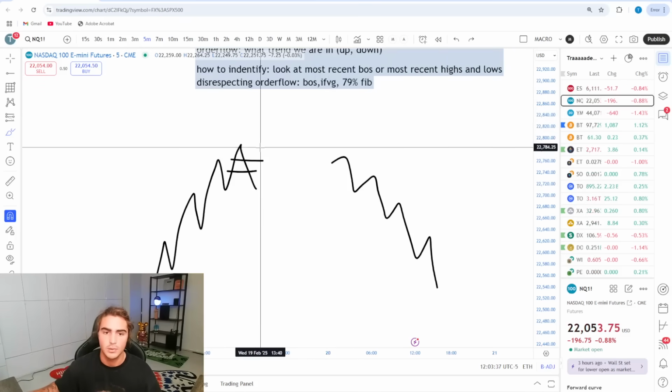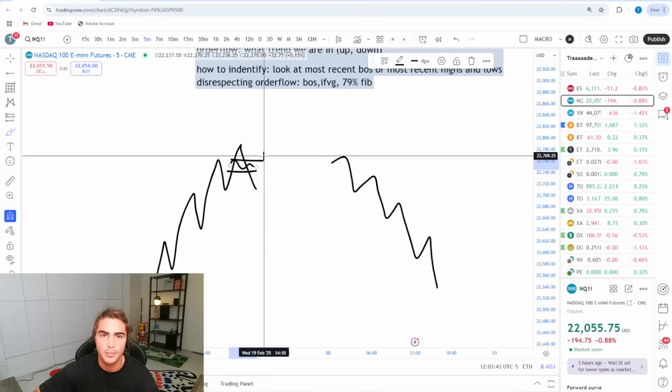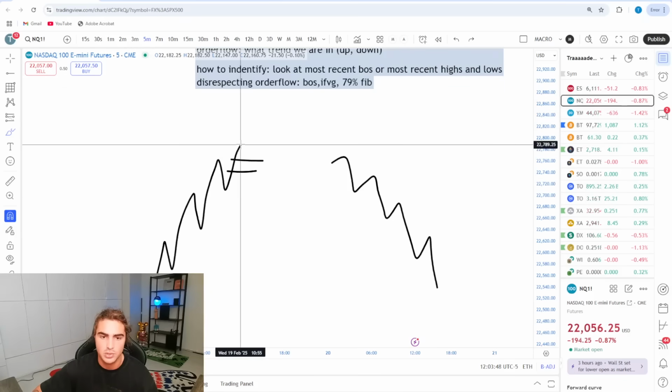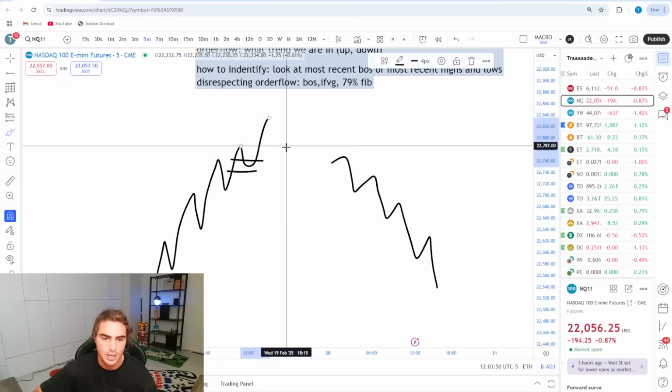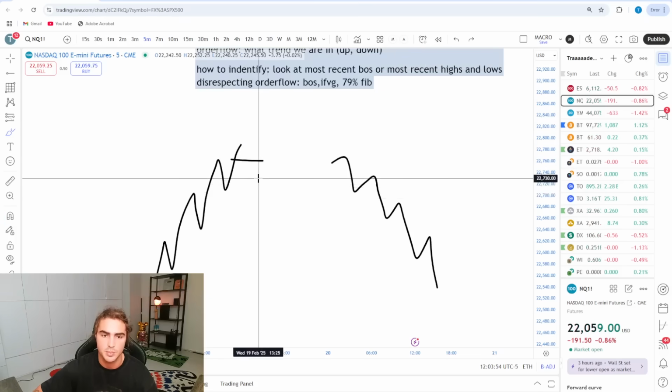So if we get an inverse fair value gap within an uptrend, disrespecting a bullish fair value gap, what are we doing? We're disrespecting bullish order flow. Why? Because if we were to respect bullish order flow, we would come into that fair value gap and then we would just move up off of it. But when we don't do that, what are we doing? We're disrespecting bullish order flow.